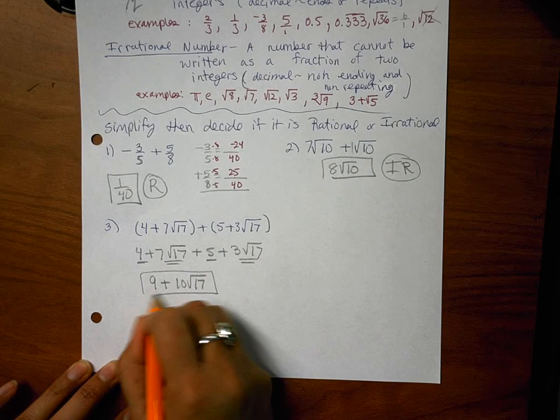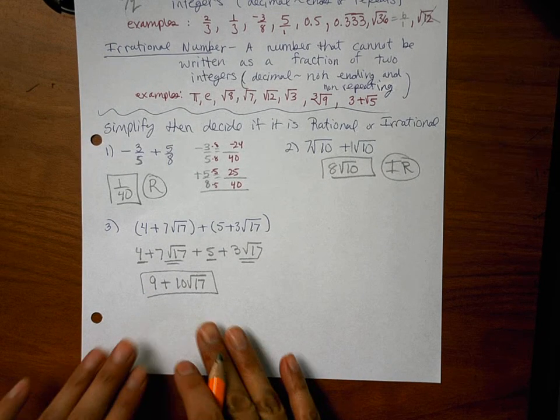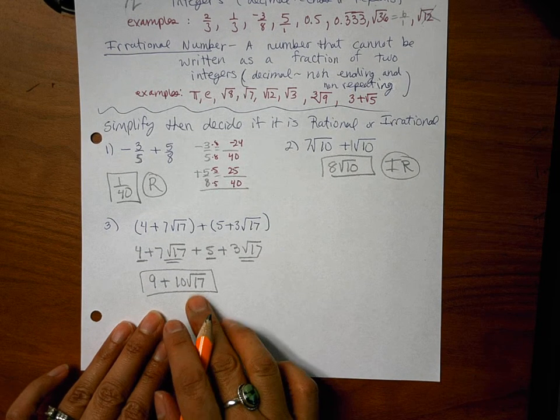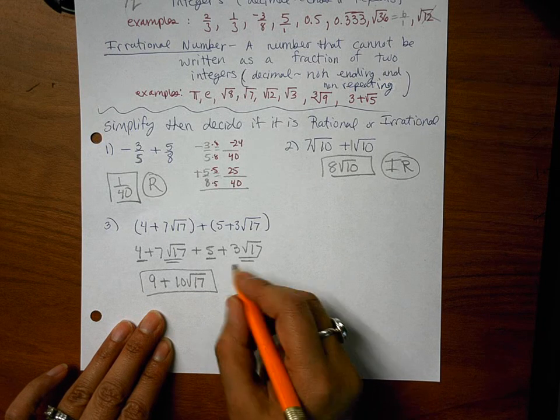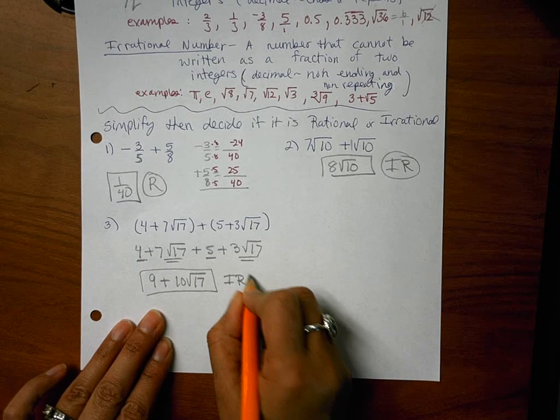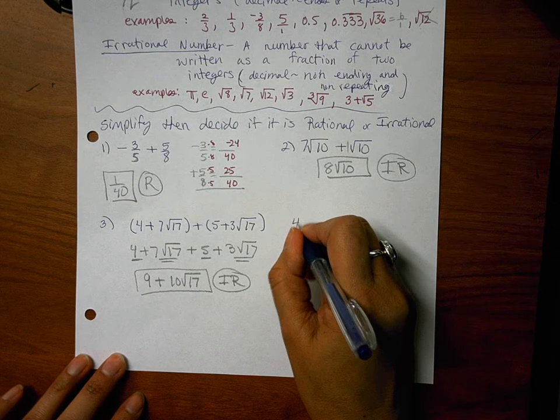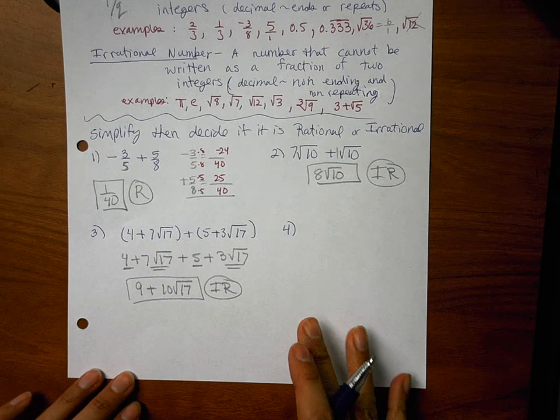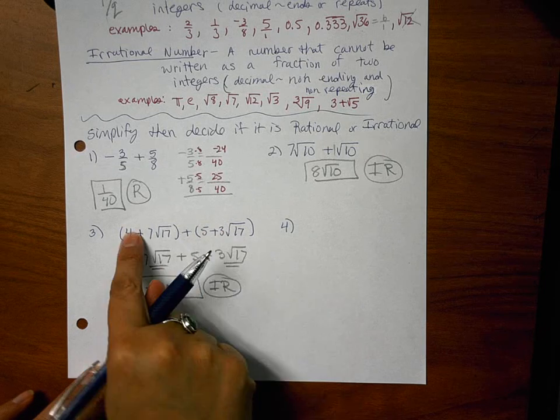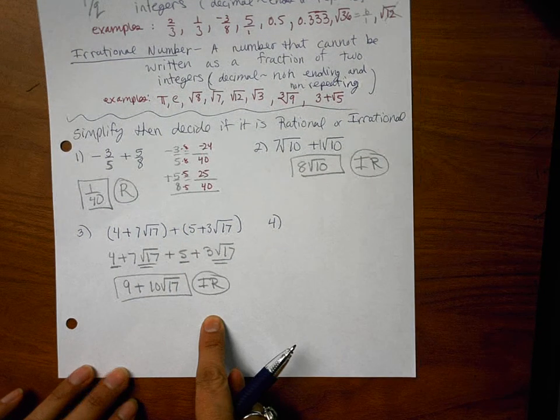17 is not a perfect square. It does not simplify. That is my final answer. And my final answer has a radical in there, so it is irrational. Again, if you have a radical in your final answer and it's simplified as far as it can be, then your answer is irrational. So I was adding 2 irrationals and I got an irrational.